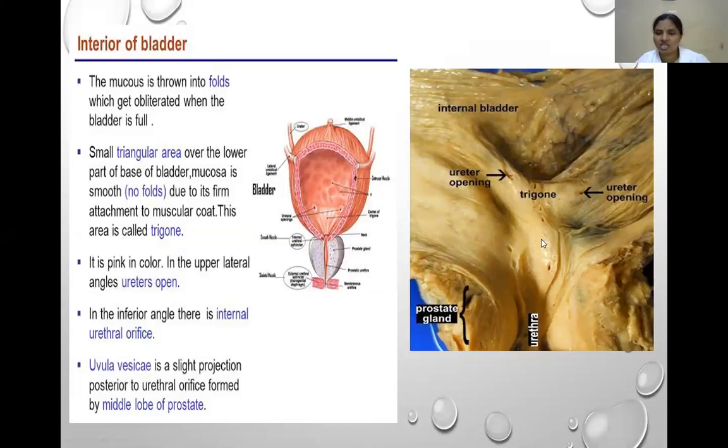And what is the developmental importance? This particular area is developed from the mesoderm, and the rest of the area is developed from endoderm.